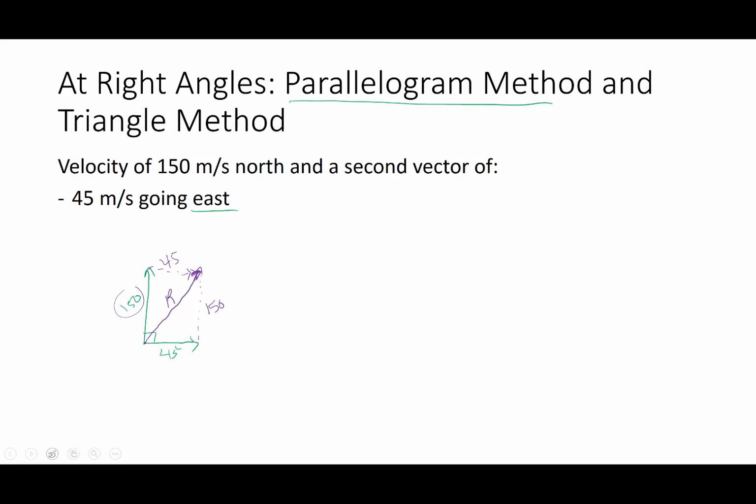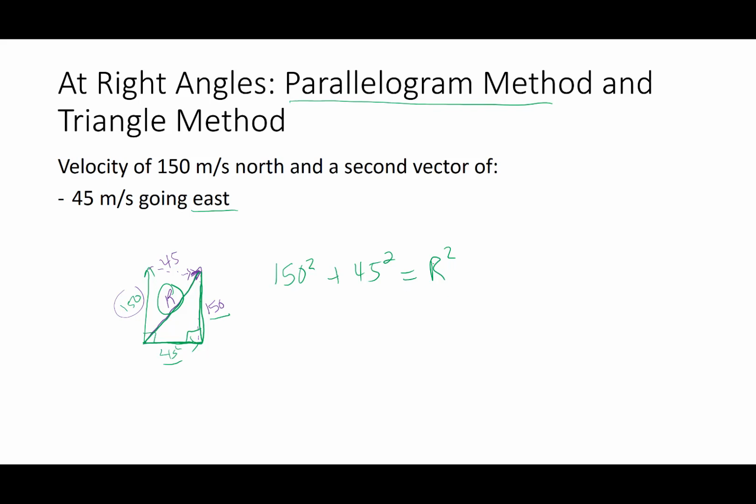Now what we're going to focus on is the shape right here, which will end up being a right triangle. That's going to allow us to use the Pythagorean theorem. My Pythagorean theorem says if I take my legs squared plus my legs squared, that's going to be equal to my hypotenuse squared, which is my resultant in this case.